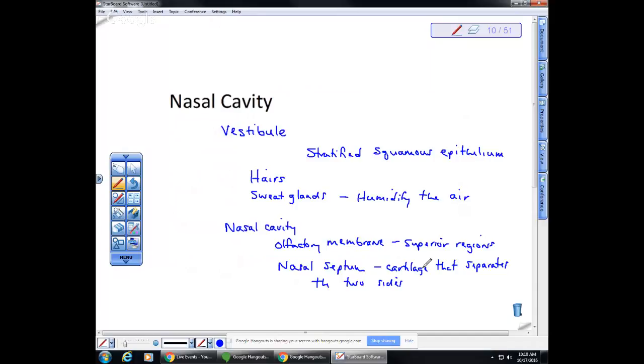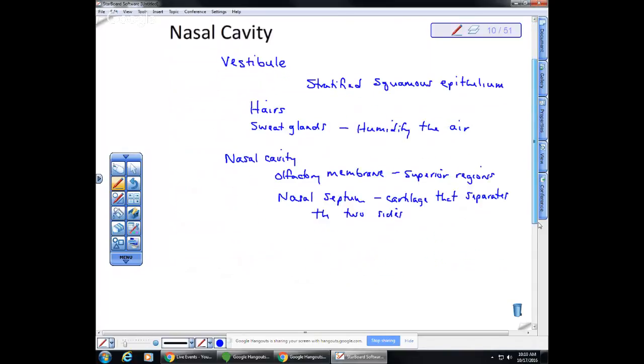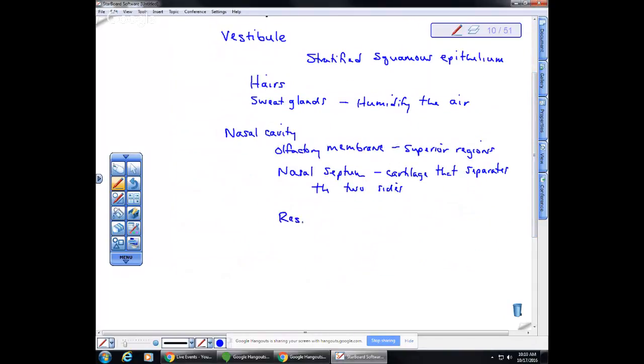Okay. When we look at the other tissue that is in the olfactory, or excuse me, in the nasal cavity, we can talk about the respiratory membrane. And this is pseudostratified. So remember that it is just a single layer, but it looks to be stratified. So this is pseudostratified, ciliated, columnar epithelial tissue.